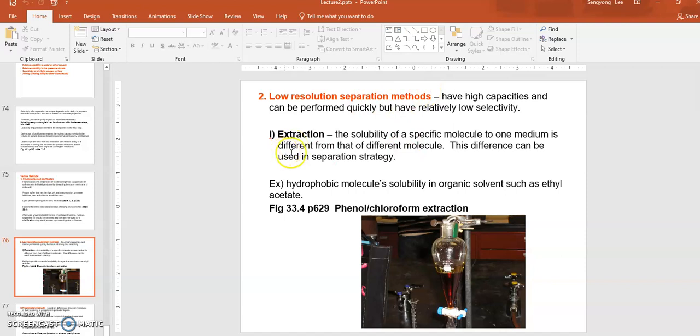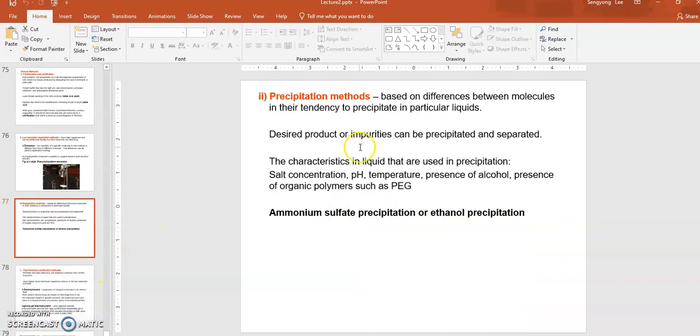Okay, number 1 method is called extraction. Extraction means the solubility of a specific molecule in one medium is different from that of other molecules. So it's a solubility difference based method. Maybe your protein is hydrophobic in a certain solvent, but other contaminants are not hydrophobic, and you can use that difference to remove your contaminants. An example is phenol-chloroform extraction. A lot of proteins will be extracted using phenol-chloroform, but your DNA, RNA can stay in the aqueous solution. So it's an easy method, cheap method as well.